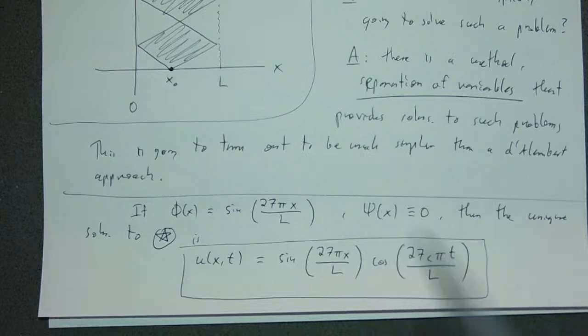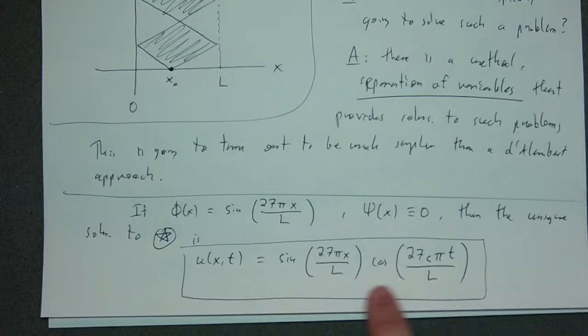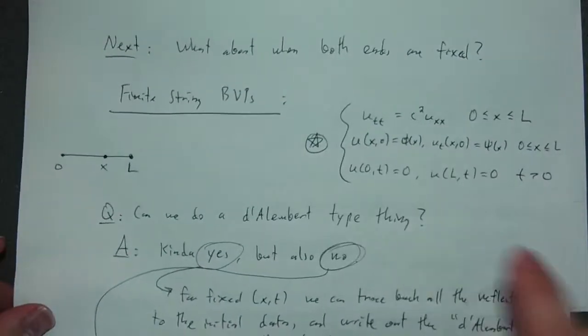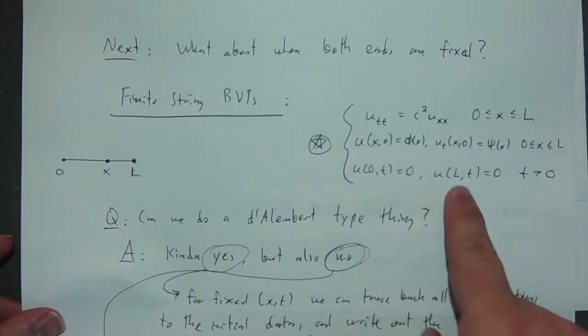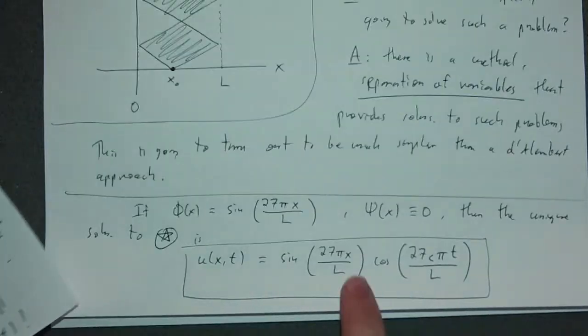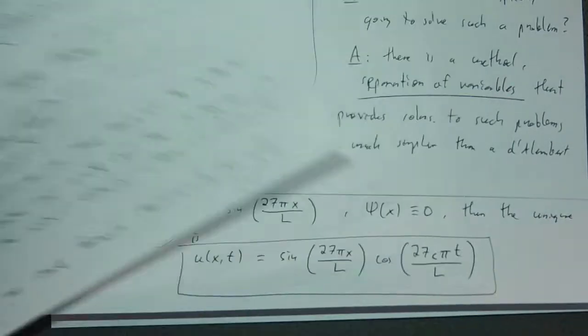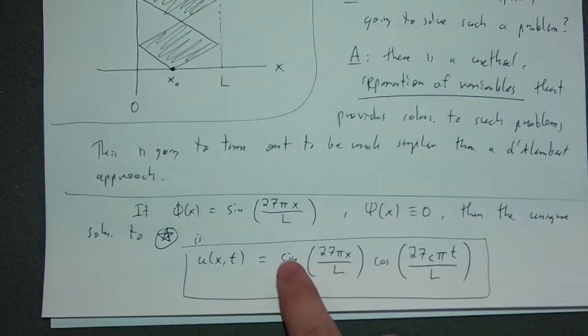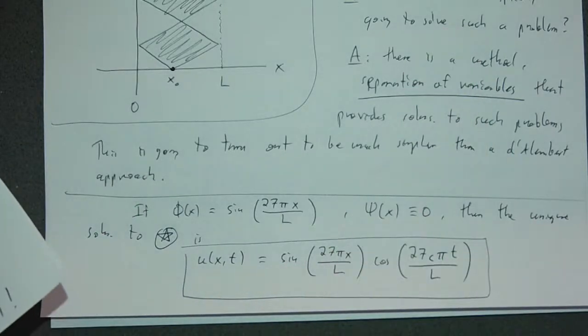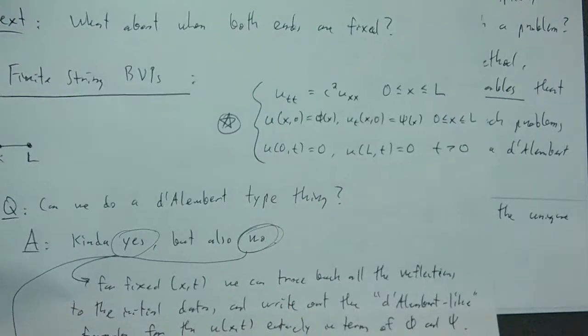So you can check for yourself that this actually works. In fact, I encourage you to do it just to verify I'm not lying to you. This solves the boundary conditions, and to see that is pretty easy. Plug in 0, I have sine 0. Plug in L for x, I have 27 pi. Sine of 27 pi is also 0. So it definitely satisfies the boundary conditions.